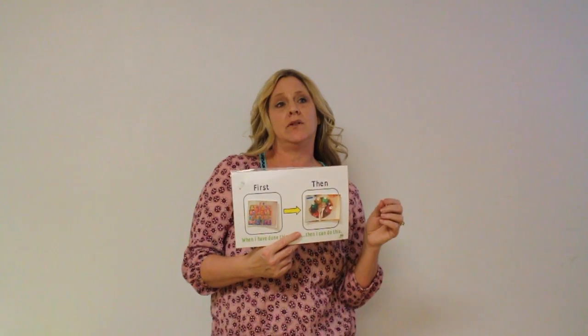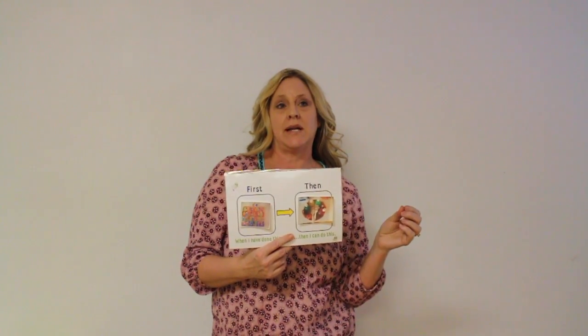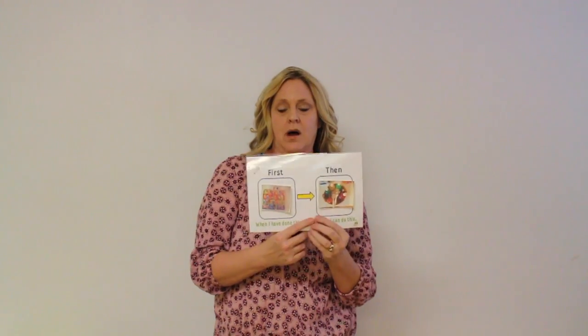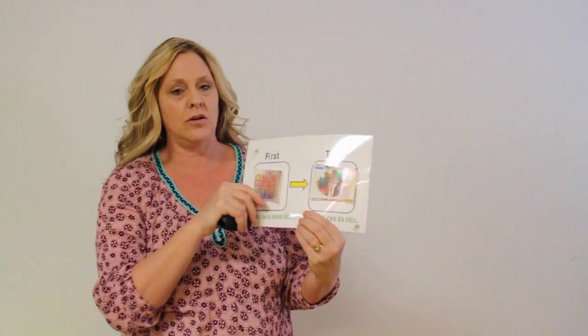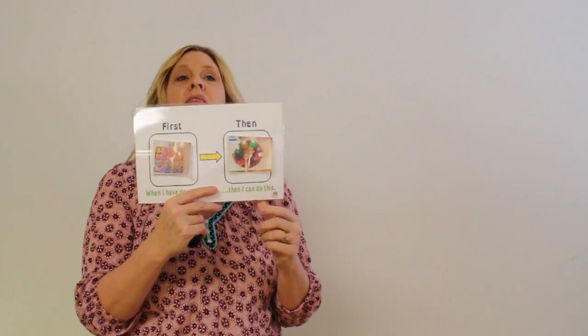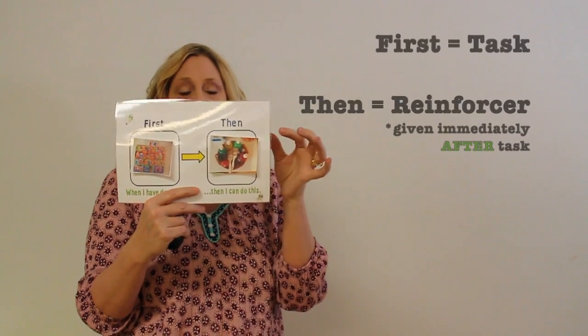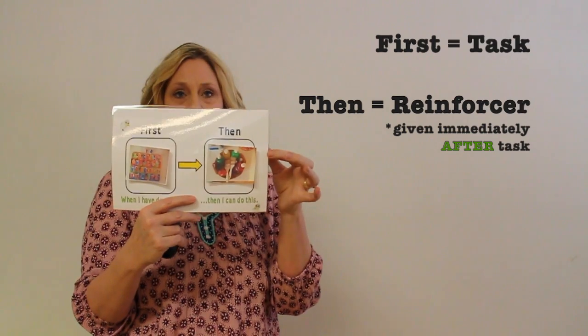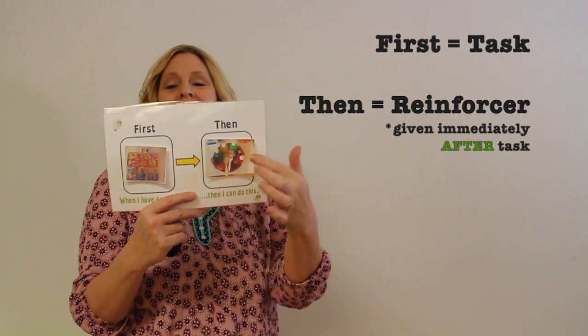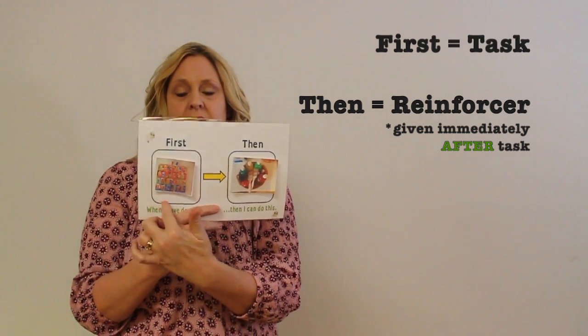So how do I teach and how do I use this? First of all, we need to decide what task, the first thing you want your individual to complete, so that's going to go in our first box. Here I have, it's kind of hard to see, I know, a picture of letters. So this is in my first box, and then over here in the then box a preferred item or activity is going to go, that your individual may find rewarding after they complete the first task.